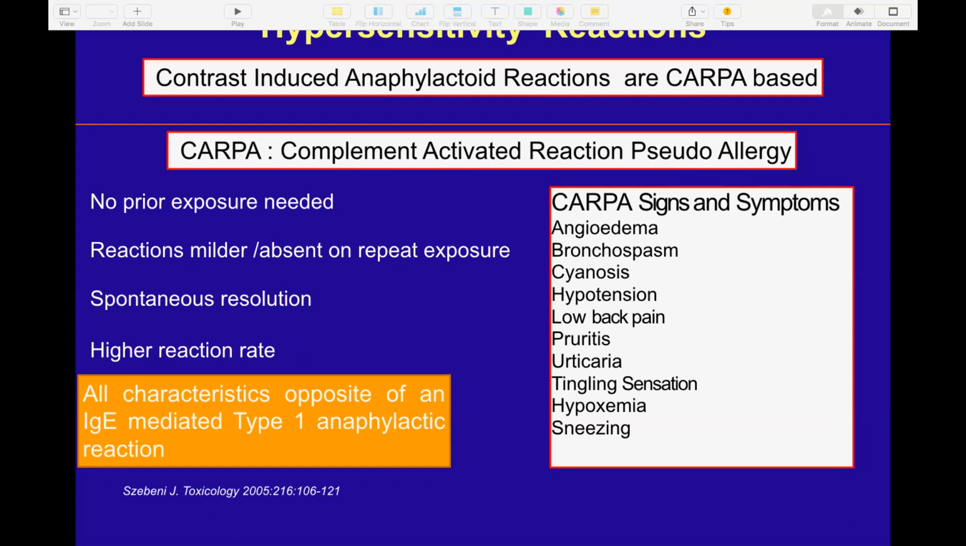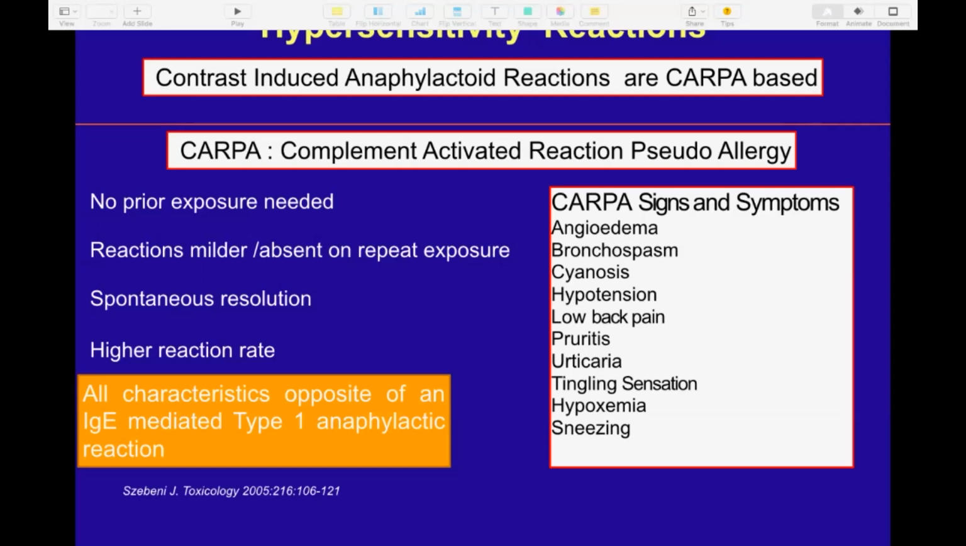So what does that mean? No prior exposure is needed for this kind of reaction. And the interesting thing, and this is where I think people get into issues, is that the moment a patient has back pain or some other issue, it goes into their chart saying that they're allergic to contrast. As a matter of fact, giving contrast in those patients subsequently for a good clinical indication has been noted to cause milder reactions, and many times there are no repeat exposure symptoms again.